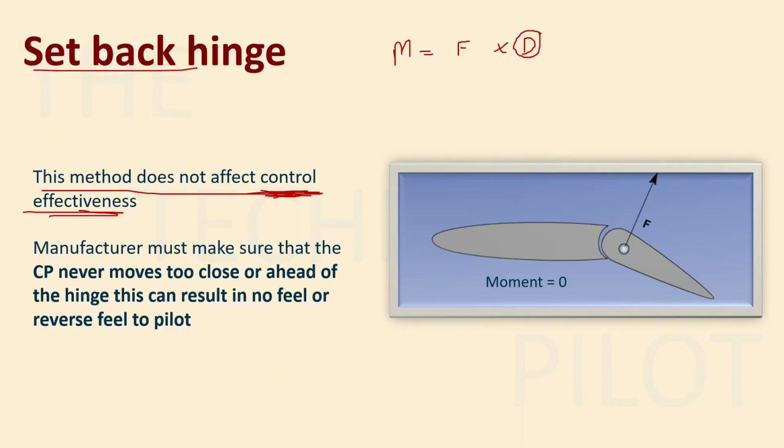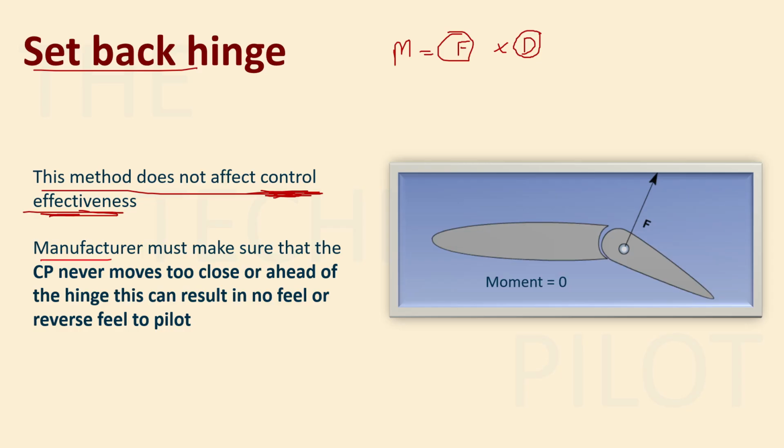But if we are changing the force, then control effectiveness will be affected, right? Why? Because obviously I have not applied a reverse force. This surface is trying to move upwards, so it is applying a force upwards. But did I do something to apply force in the opposite direction? No, I did not do anything like that. So my control effectiveness is not at all affected, right?